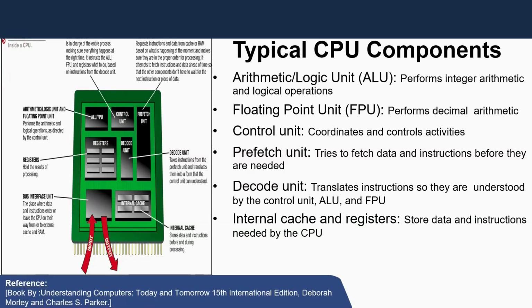The prefetch unit needs to know, after the execution is done for the current data, what type of data is needed for the next instruction. So it will fetch that information from the memory and store it in the prefetch unit before the instruction is to be processed. So whenever the ALU, FPU or control unit requires that information, it can provide it without needing to go back to the memory.